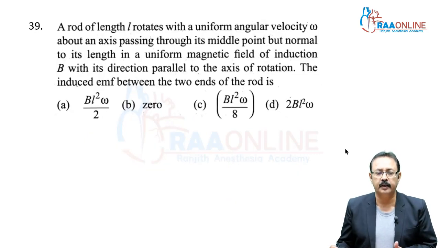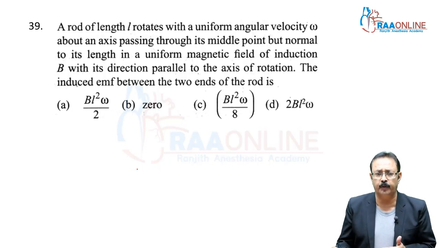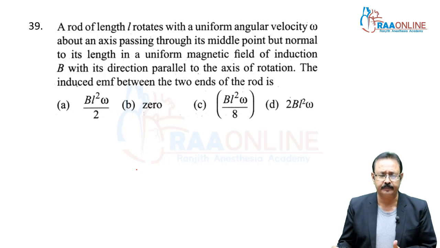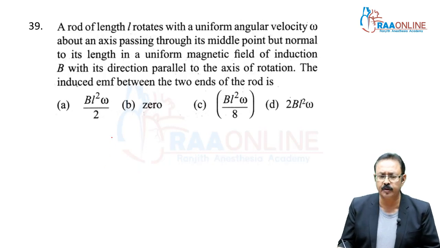Hello students, it is 39th question. A rod of length L rotates with a uniform angular velocity omega about an axis passing through its middle point but normal to its length. In a uniform magnetic field of induction B with its direction parallel to the axis of rotation, the induced EMF between the two ends of the rod is. See, question is not very tough.